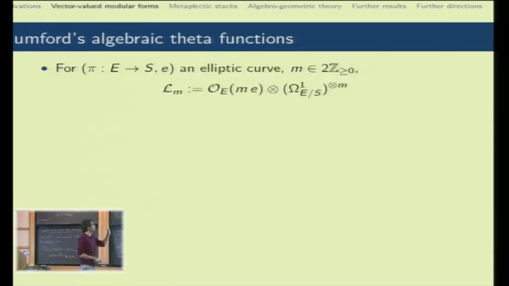Now, just a quick review of Mumford's theory of algebraic theta functions, so that I'm clear about what I borrowed from him and what's really new here. Here's the general setup. You take an elliptic curve over a scheme, and I take m a positive even integer. It's not going to be 0. We're not interested in the case m equals 0. It's done.